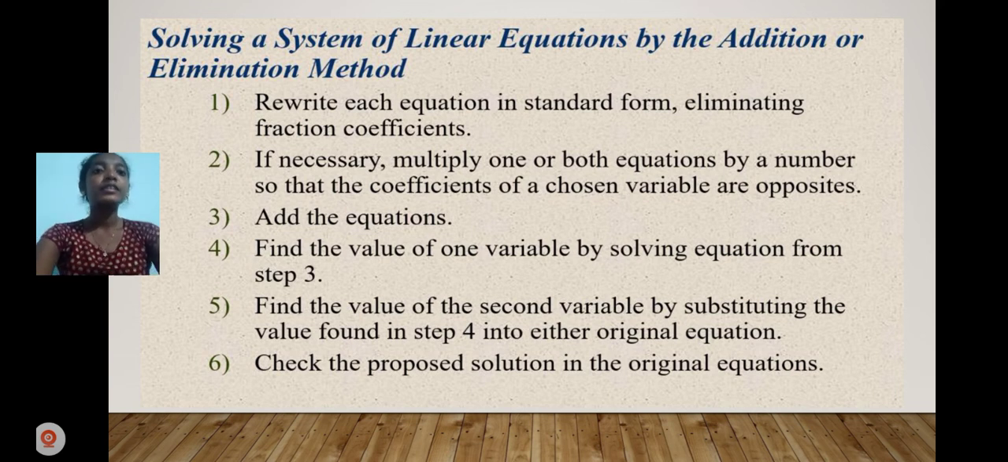The first step is rewrite each equation in standard form, eliminating fractional coefficients. If necessary, multiply one or both equations by a number so that the coefficients of a chosen variable are opposites. The third step is add the equations. The fourth step is find the value of one variable by solving the equation from step 3. The fifth step is find the value of the second variable by substituting the value found in step 4 into either original equation. The sixth step is check the proposed solution in the original equations.